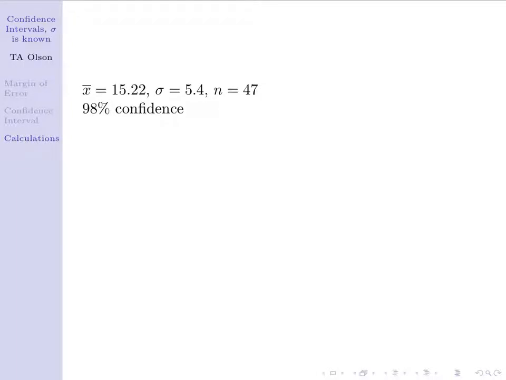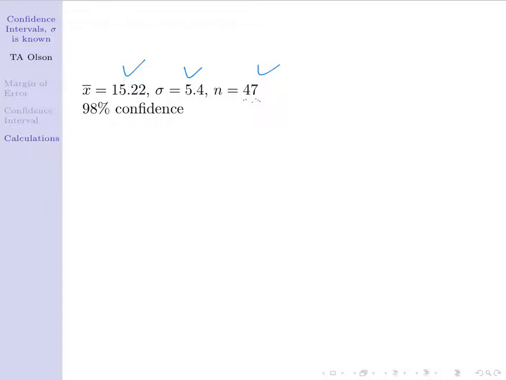All right, so let's extract our important bits of information. Our sample mean is 15.22. Our population standard deviation is 5.4, and our sample size is 47. The important thing here is that our sample size is larger than 31, so we can apply this. We don't need to know anything else about the population, or whether it's normal or anything. The central limit theorem applies, so we can use our standard normal distribution approximation.